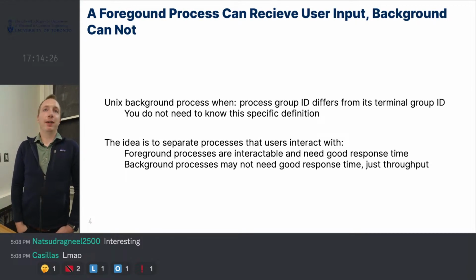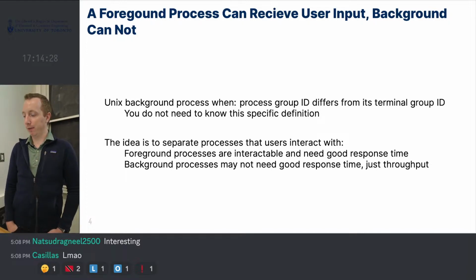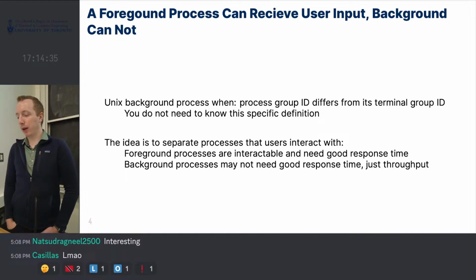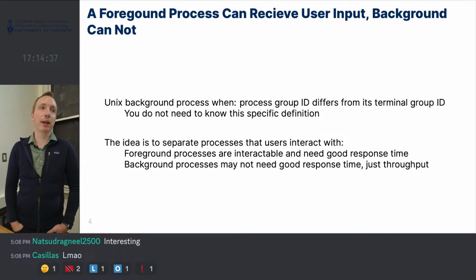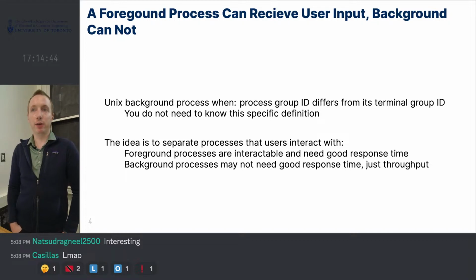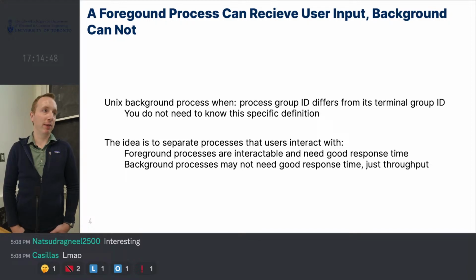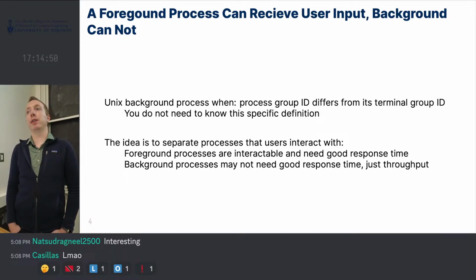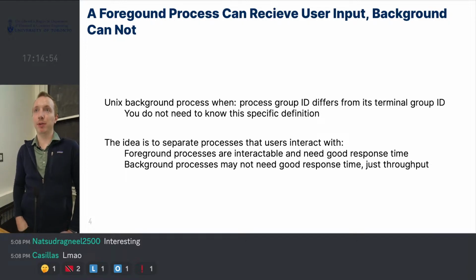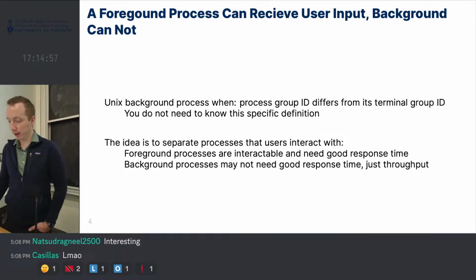We also talked about that there's two types of processes, and they have different needs. A foreground process can receive user input. You probably want good response time for that, because they're probably using a keyboard and a mouse and paying attention to it. While background processes probably don't need good response time. They're just running. You probably are concerned about throughput. You want to end the process as quickly as possible so you can get on to other things.